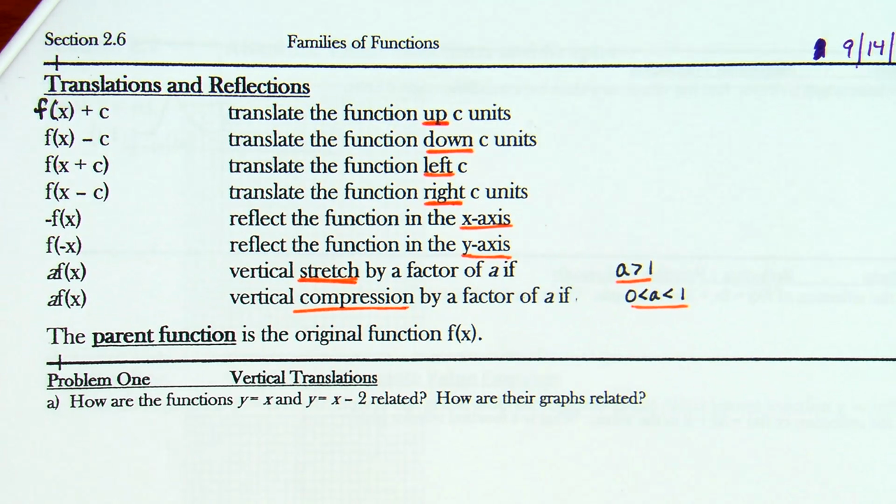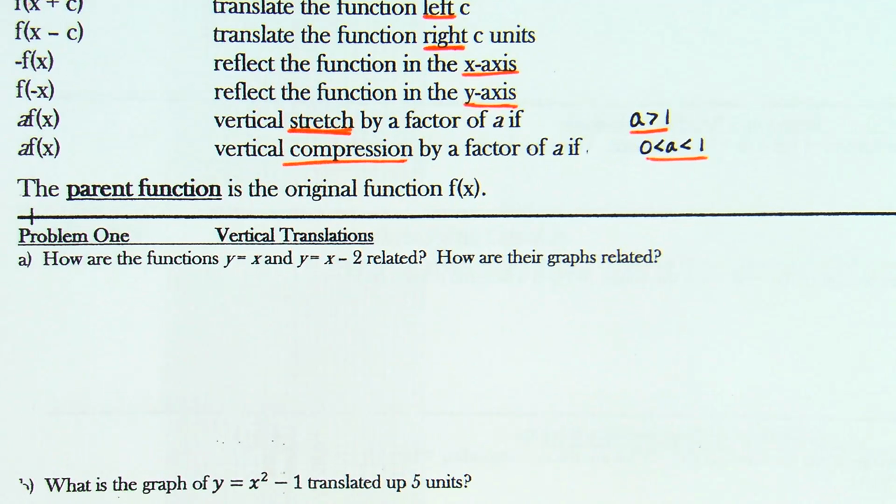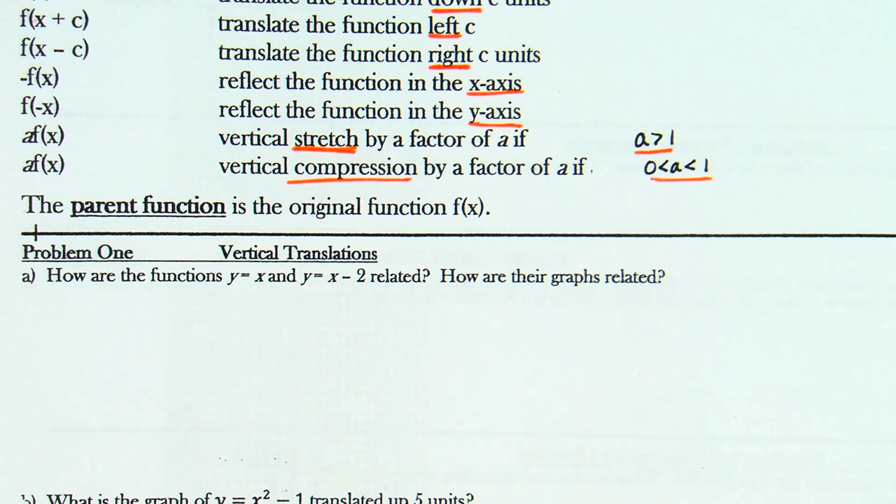Okay, let's start looking at some of these examples, and as we do, we'll talk our way through them. I'm going to go really deep into A. I won't go as deep into the others. A asks us: how are the functions y equals x and y equals x minus 2 related, and how are their graphs related? Thoughts on how the functions are related and how their graphs are related? Can you tell anything by just looking?